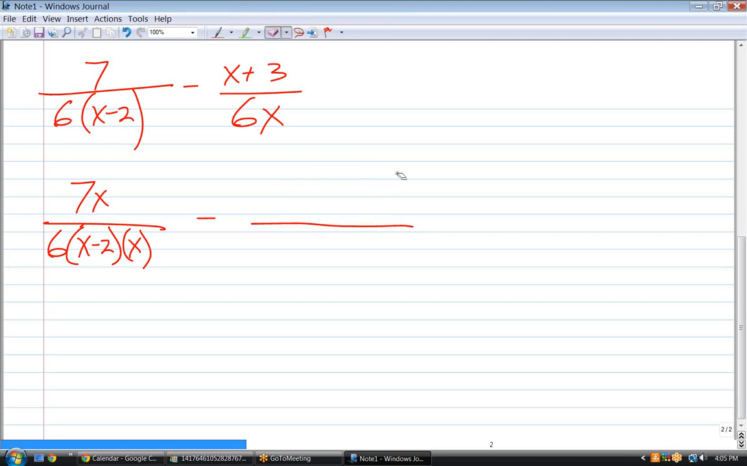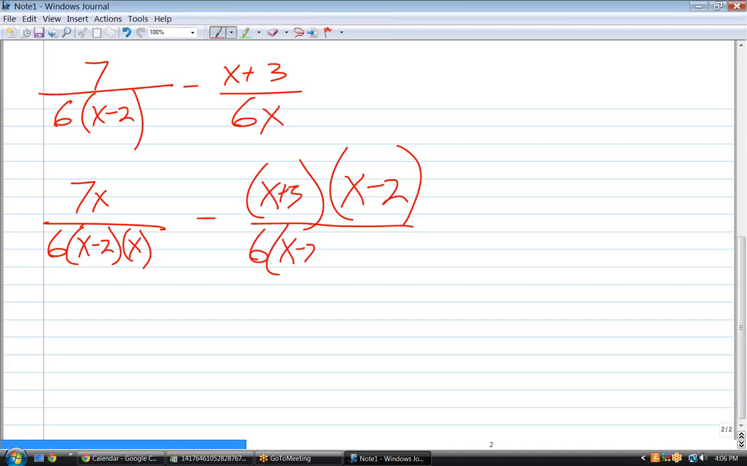Well, remember how I get it. I take 6x, I divide it into my common denominator, and then I multiply it by the new numerator, or the old numerator. Well, the old numerator was x plus 3. Divide 6x into that, what do you get? X minus 2. Okay. So yes, now we have a common denominator. We can simplify the numerators and distribute. So what is x plus 3 times x minus 2?